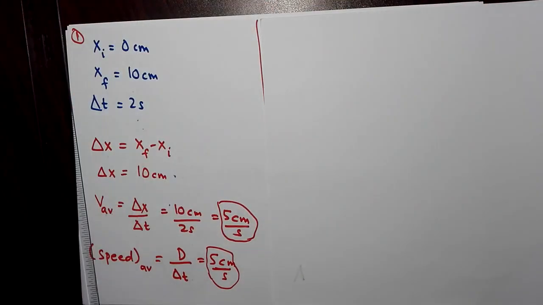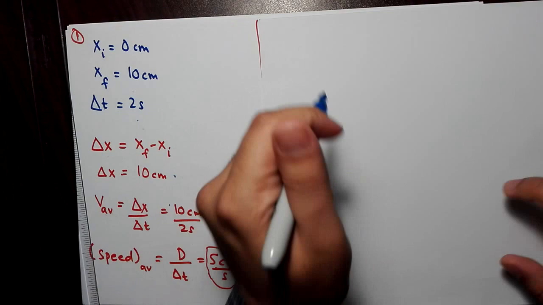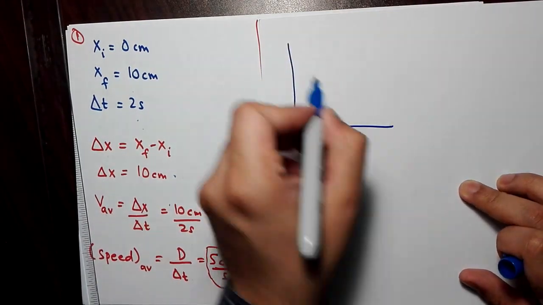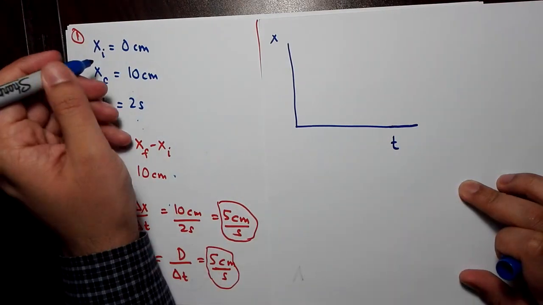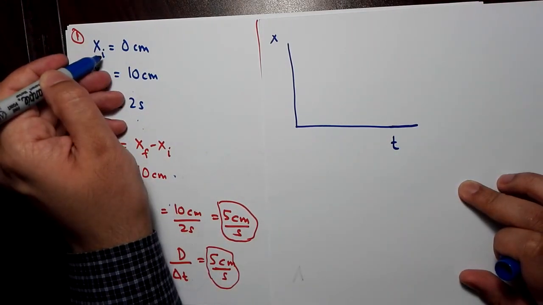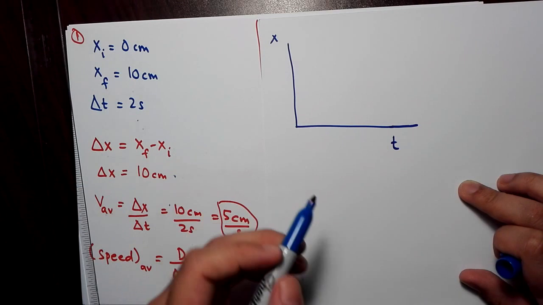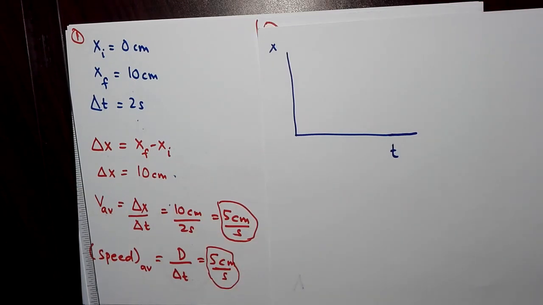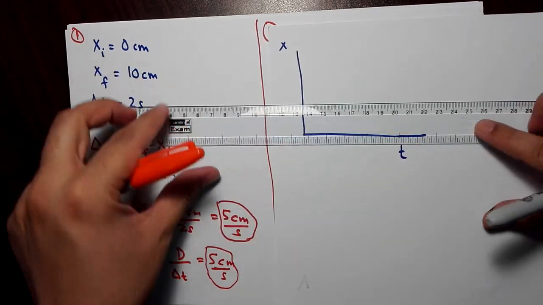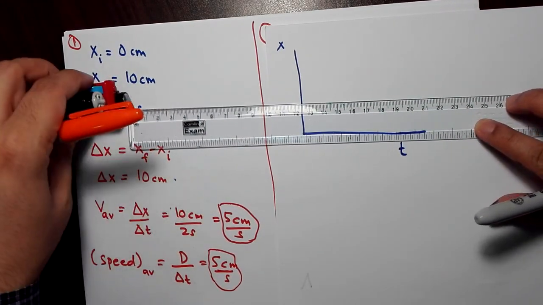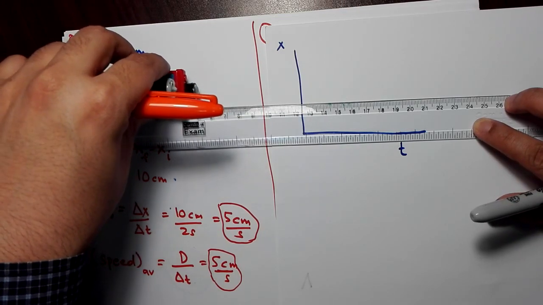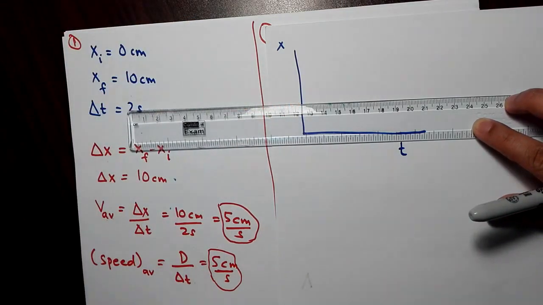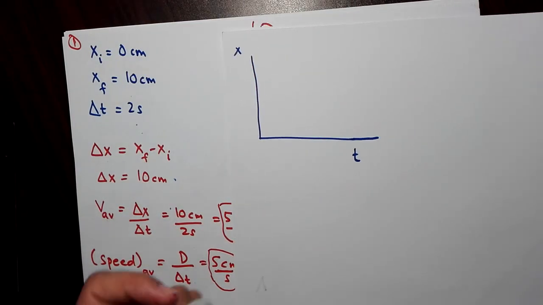So let's plot the position versus time. Here's the position and time graph. Okay, so it's a simple scenario. At t equals 0, Thomas is at x equals 0, and then remember every second he was moving 5 centimeters. So at t equals 0 over here, and then at t equals 1 second 5 centimeters, and then t equals 2 seconds 10 centimeters.